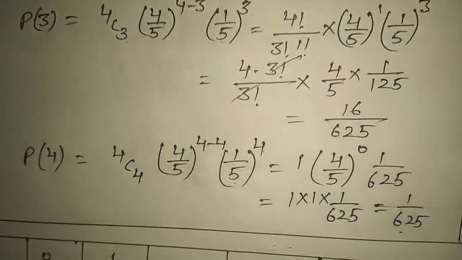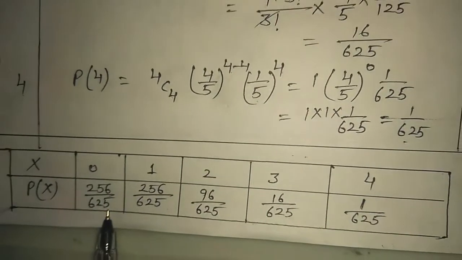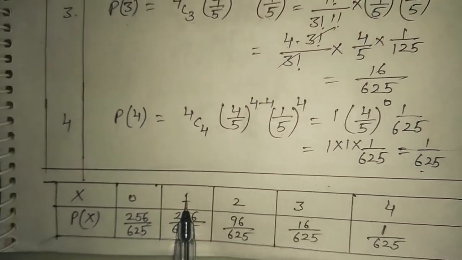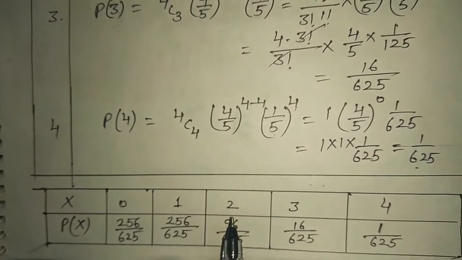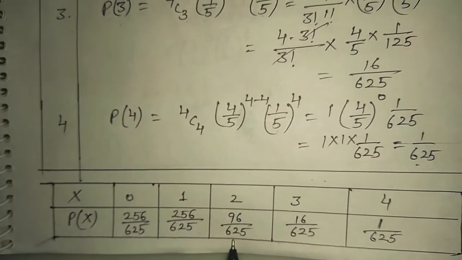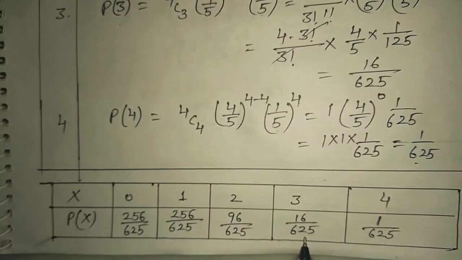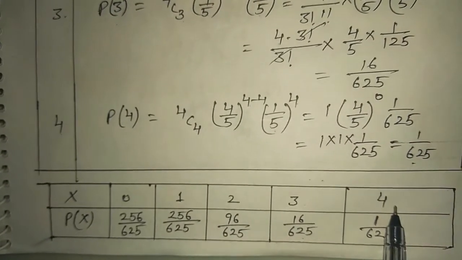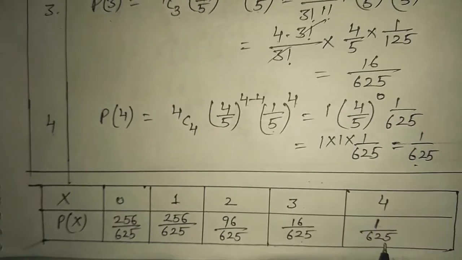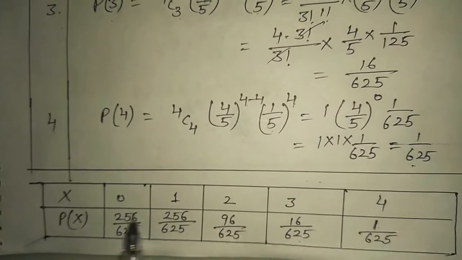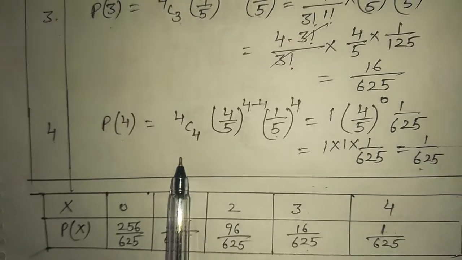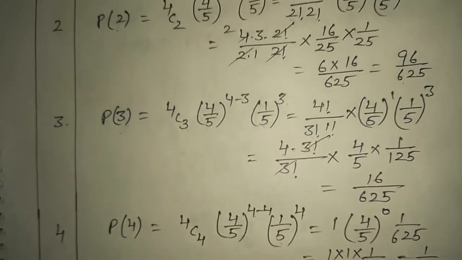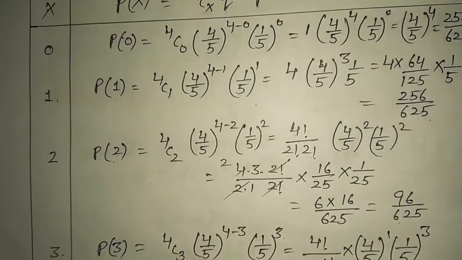And this is the probability distribution. When x is equal to 0, 256 upon 625. When x is equal to 1, 256 upon 625. When x is equal to 2, 96 upon 625. When x is equal to 3, 16 upon 625. When x is equal to 4, 1 upon 625. And their sum is equal to 1. The sum of a probability distribution is always 1. We have done this question in 13.4 by another method. You can do it by this method also.